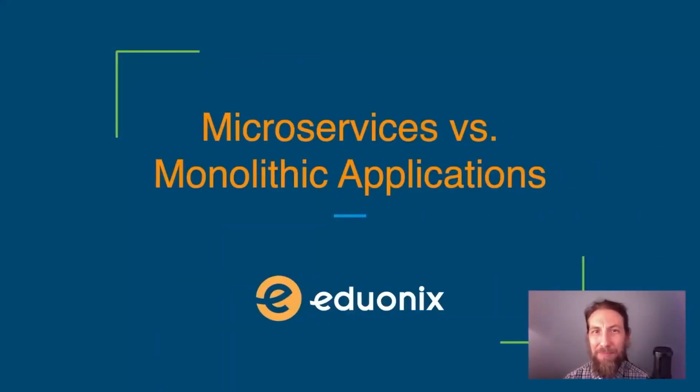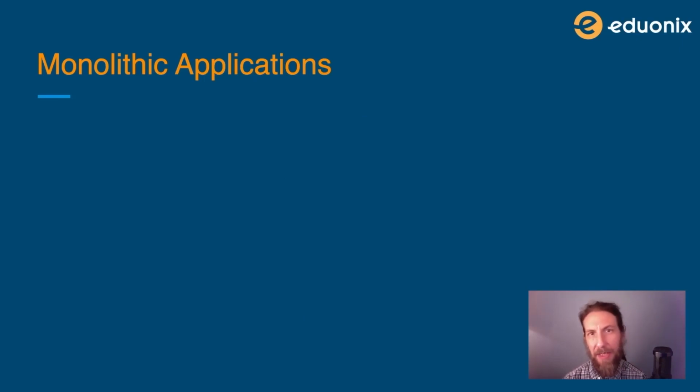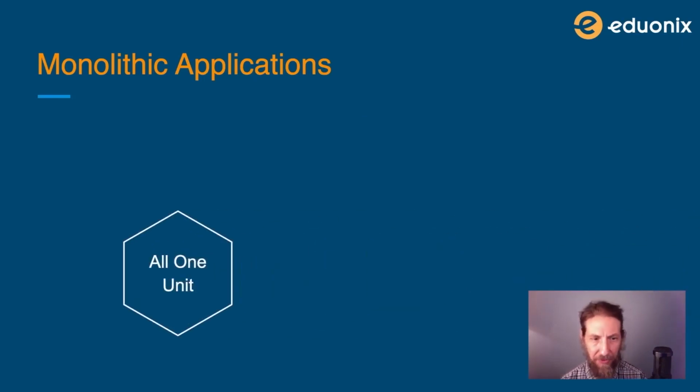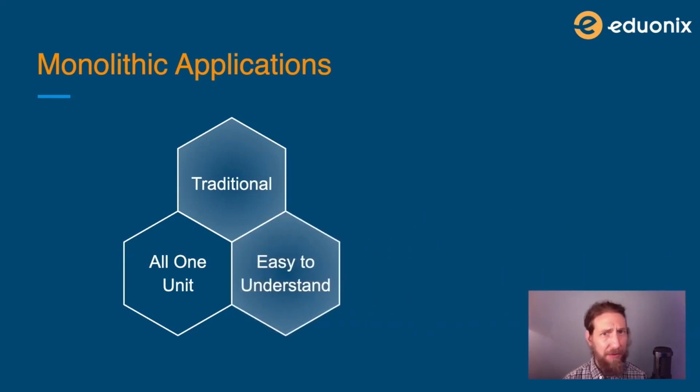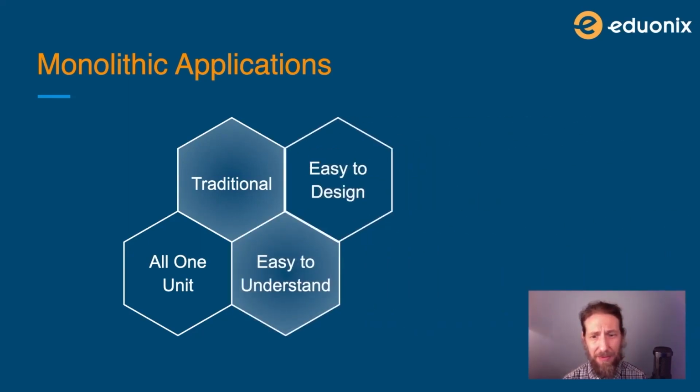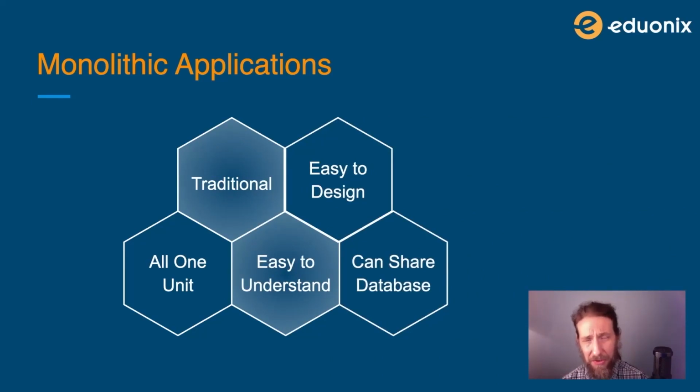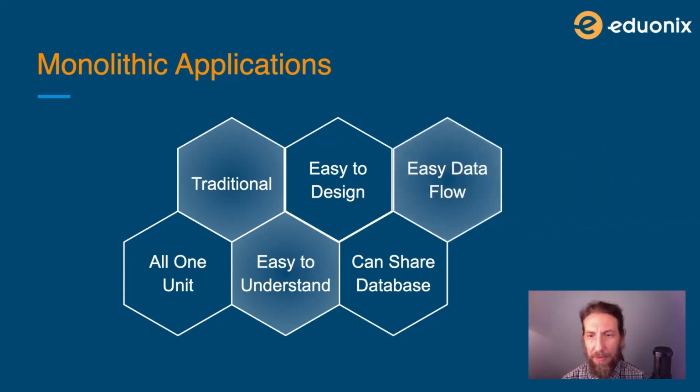Hi, welcome back, everyone. In this section, we're going to look at microservices versus monolithic applications. So you're probably familiar with monolithic applications. They are built all together as one unit, and that makes them the traditional application design. They're easier to understand and design because they share databases and business logic. They can share the routing and middleware. Makes data flow easy to design.